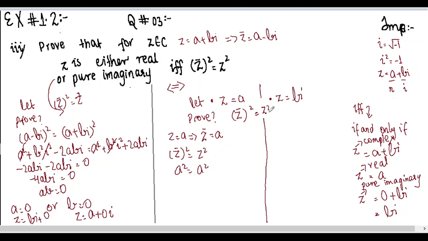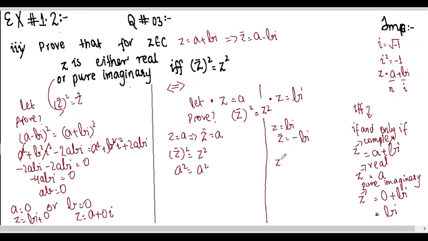Now we are moving towards this part. This says z equals b iota. Then what would z bar be equal to? It would be equal to minus b iota, because conjugate is changing the sign of the imaginary part. There is only the imaginary part. We have changed its sign. Previously it was positive. Now it became negative.